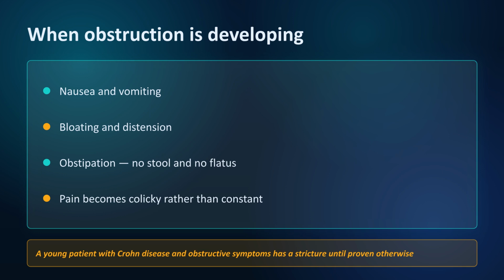Now recognize obstruction developing. Watch for nausea and vomiting, bloating and distension, and obstipation, meaning no stool and no flatus at all. And listen for a change in the character of the pain. It becomes colicky and wave-like rather than constant.